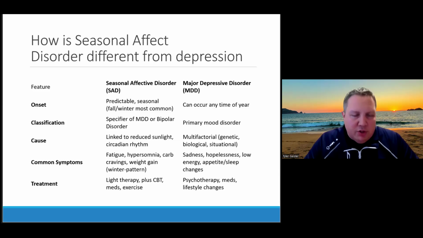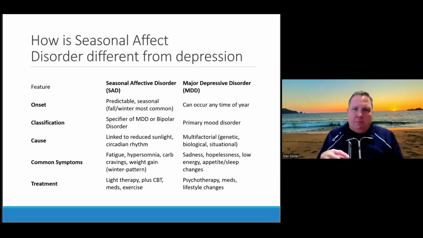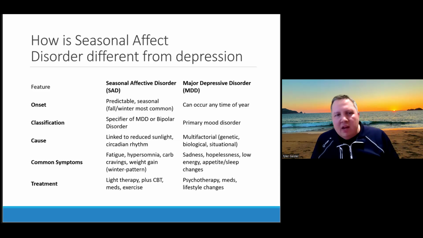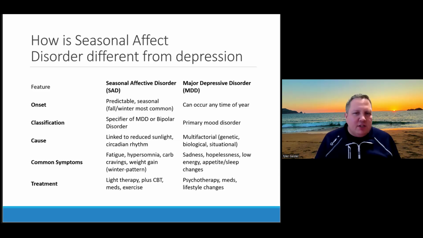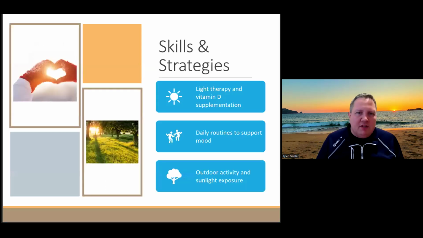The cause of SAD is linked to reduced sunlight and circadian rhythm, where major depressive disorder can be genetic, biological. It's a multifactorial kind of thing, right? Treatment for SAD can be light therapy, cognitive behavioral therapy, meds, exercise, nature, and the same kind of thing with depressive disorder.